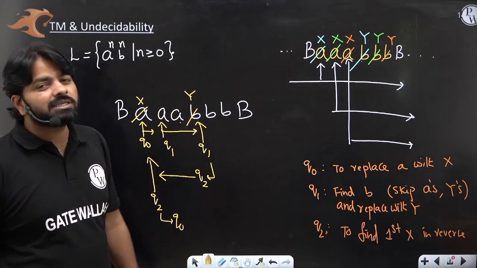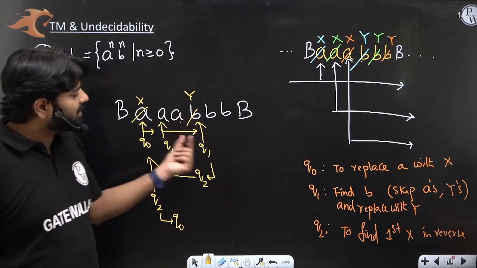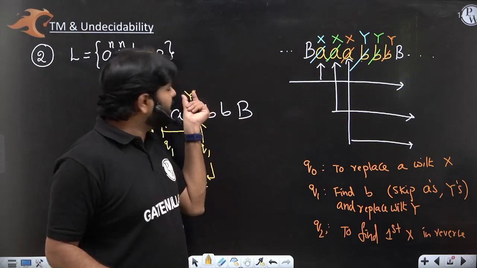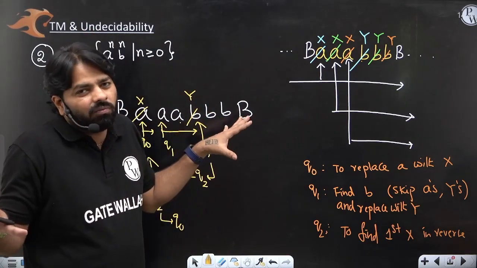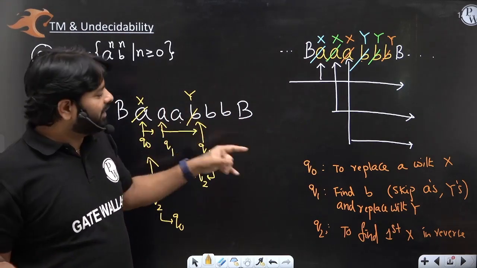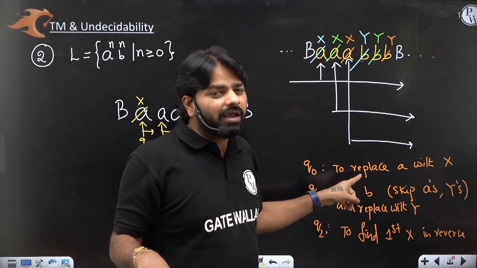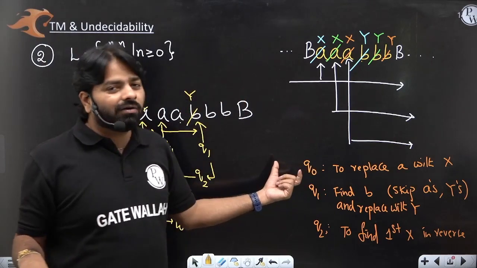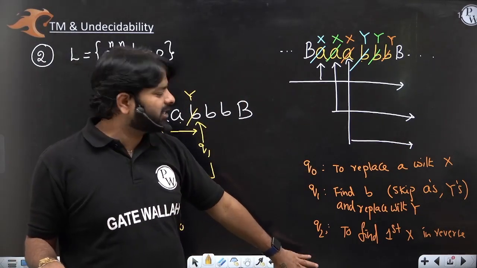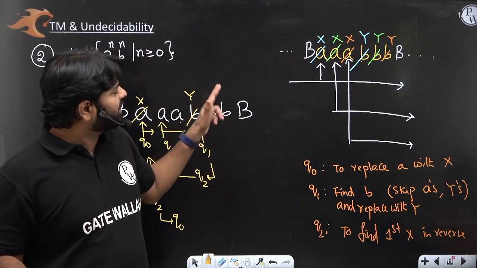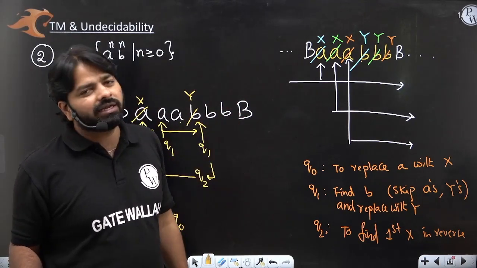Q0 is not able to see an A. When Q0 sees the Y, it means all the A's have been replaced with X. When that happens, if there is no A from Q0, then Q0 is going to hand over to some dummy state, Q3. Q3's job is to check that only Y's are there. If Q3 can reach blank, then it can go to the final state.